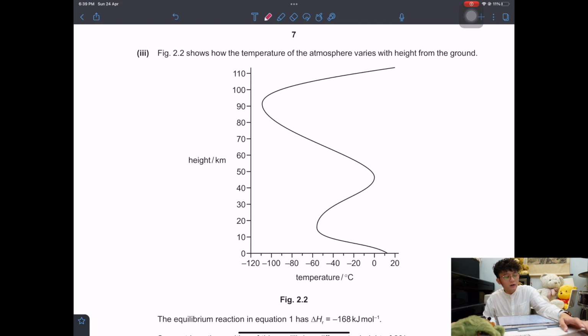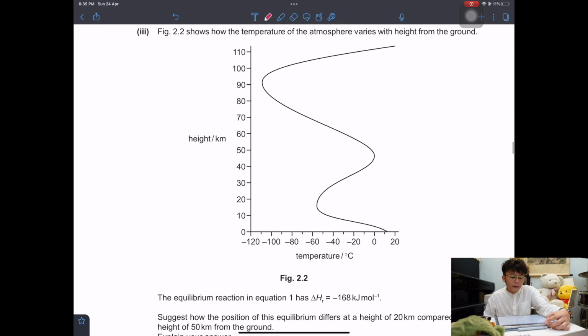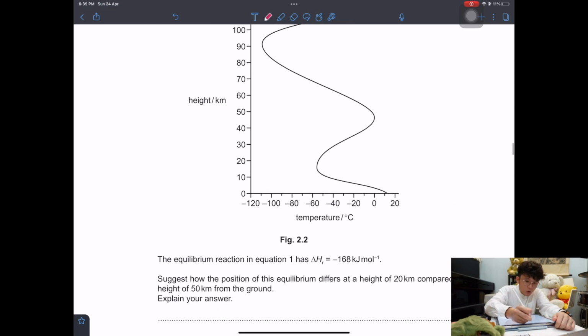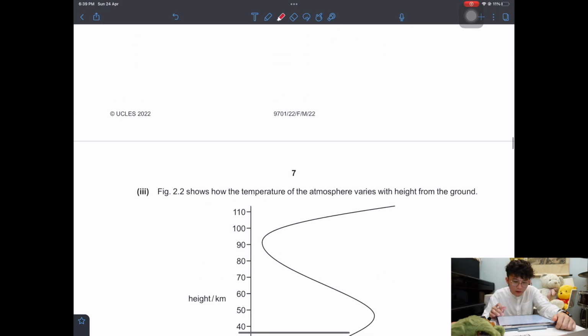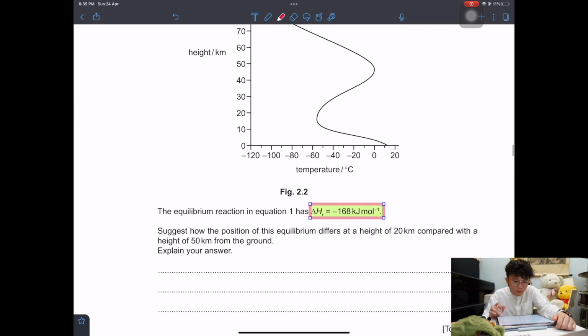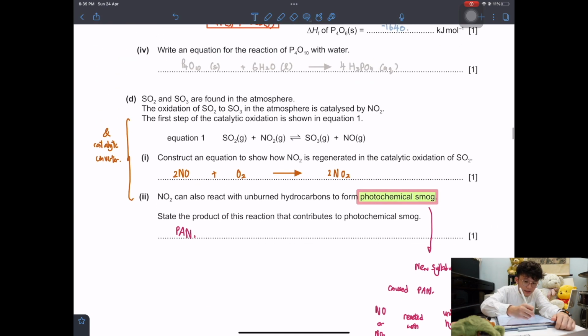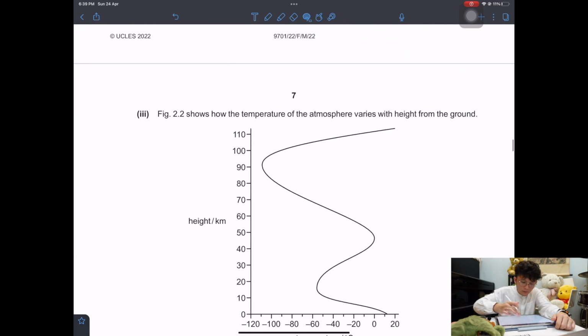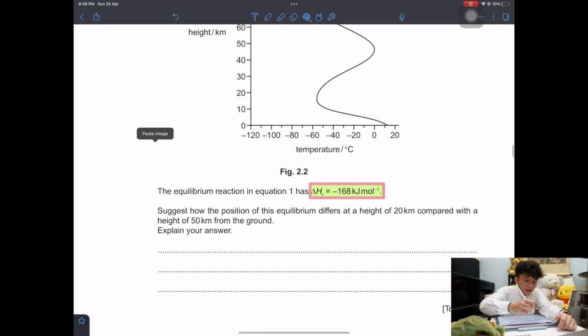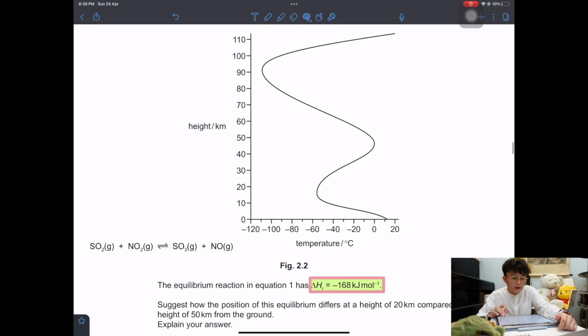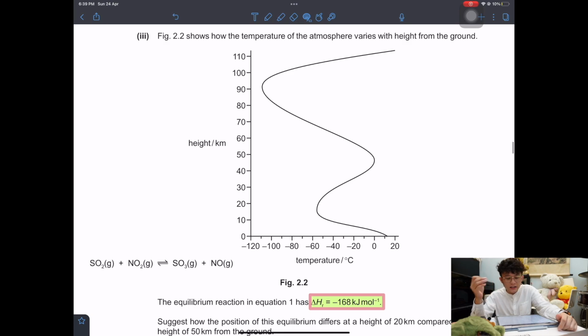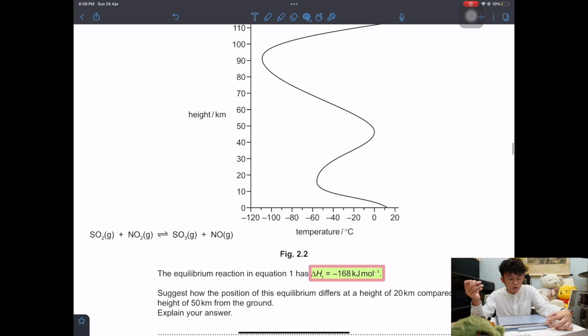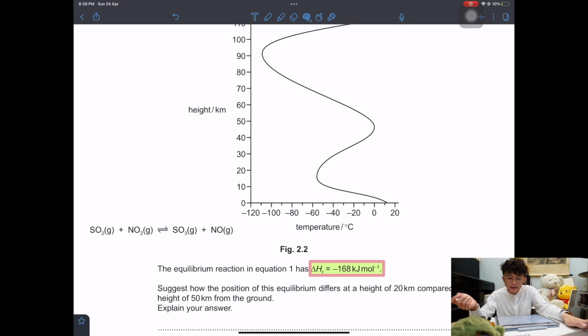Figure 2.2 shows how the temperature of the atmosphere varies with height from the ground. I know that the equilibrium reaction has delta H of -168. Let me copy this equation and paste it here. Oh my god, my iPad is dying. I hope it will survive. So delta H is -168. Suggest how the position of this equilibrium differs at a height of 20 km compared with the height of 50 km from the ground.